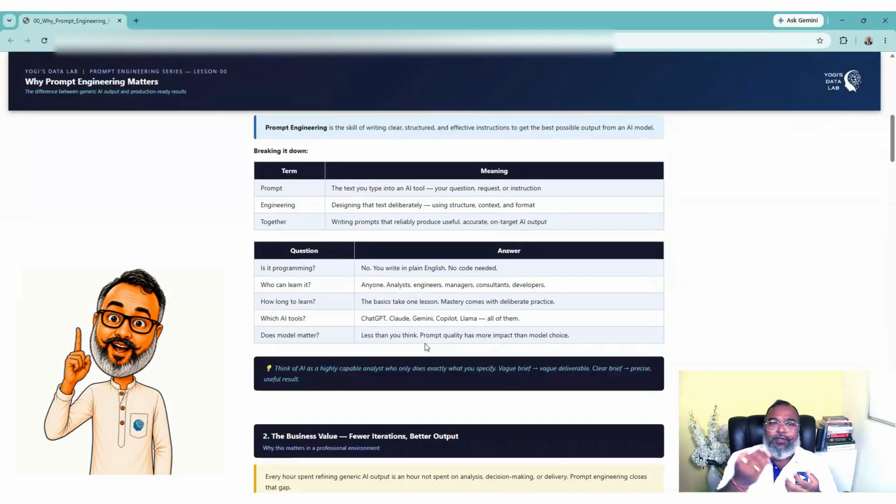Obviously, with higher versions of the models, things will get better. But as of now, assuming that things are at par, and asking how do I get a better result, it is only prompt engineering which is going to help you cater to this problem.